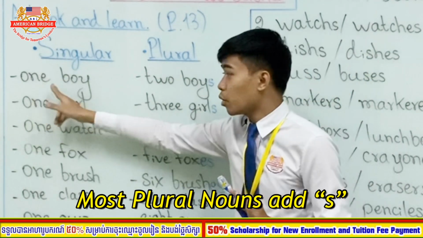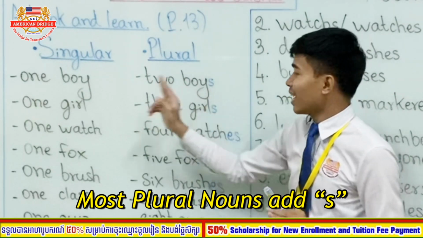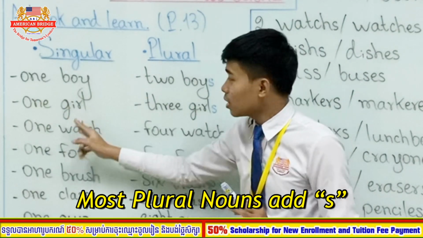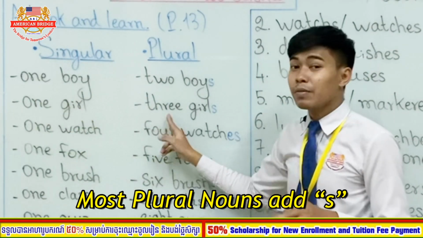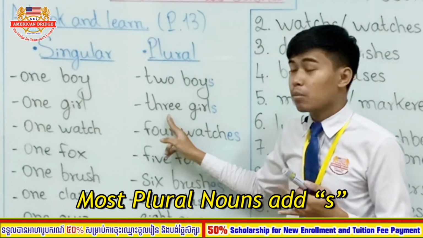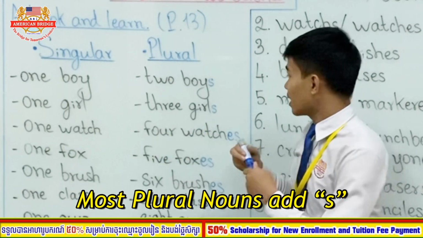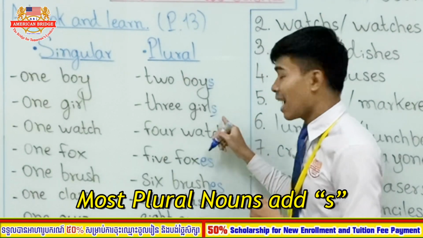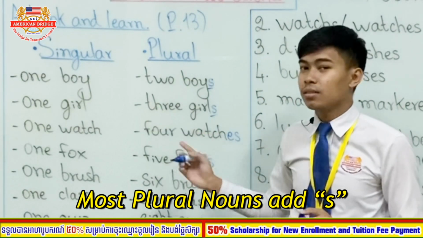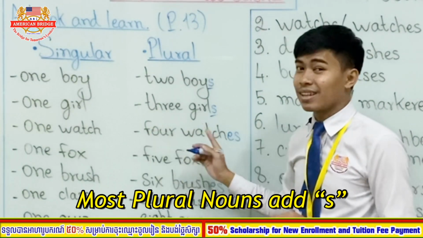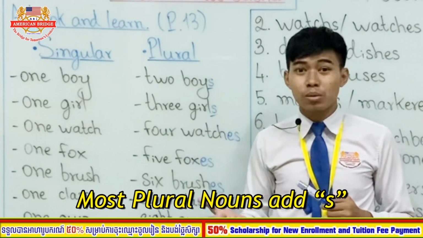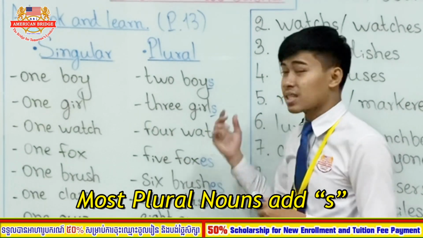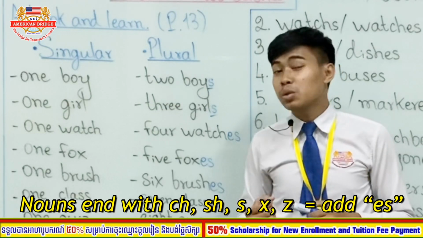For example, again, one boy, two boys. And then one girl. So in singular, only one. And then when we talk about something that is plural, more than one, three girls. So girls here, we have to add s, right? If you say three girl, it is wrong. So three girls. Okay, so most nouns they add s, but some nouns you cannot add s.